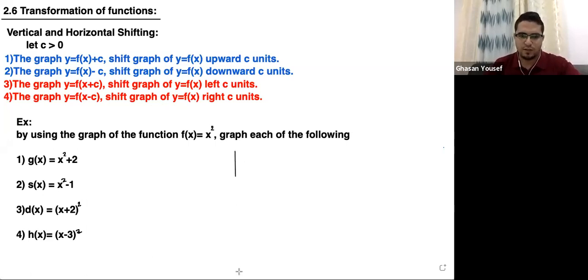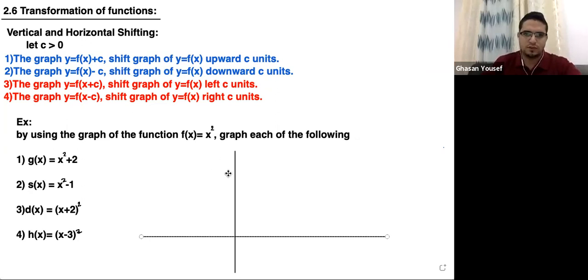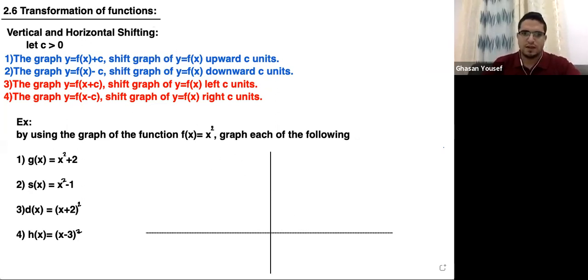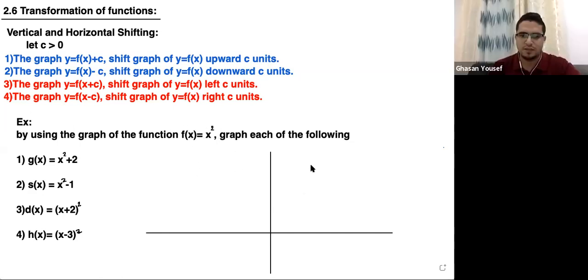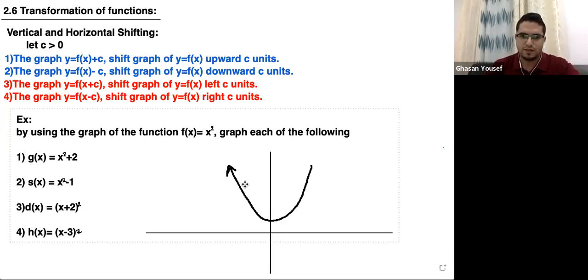So here is my y-axis, and this is my x-axis. And first of all, we should graph the original function. My original function is f of x equal x squared. So the graph for this, as we learned last time, looks like a parabola. It looks like a cup like this. This is the graph of my function f of x equal x squared.